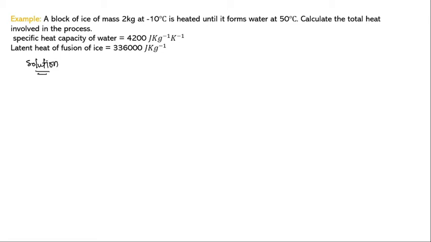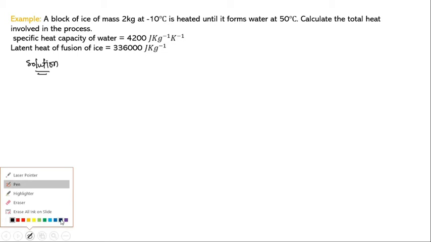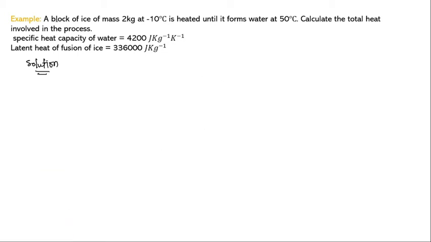Now let's look at the transformation that will occur during this process. Let me use another ink for that, dark blue. Alright, so we can see that a block of mass 2 kilogram, so it means the mass of the block is 2 kilogram. The initial temperature of the block, that is T initial of the block, is negative 10 degrees Celsius. Now it's heated until it forms water at 50 degrees Celsius. So it means the final temperature is 50 degrees Celsius. Okay, so we have to calculate the heat involved in this process.